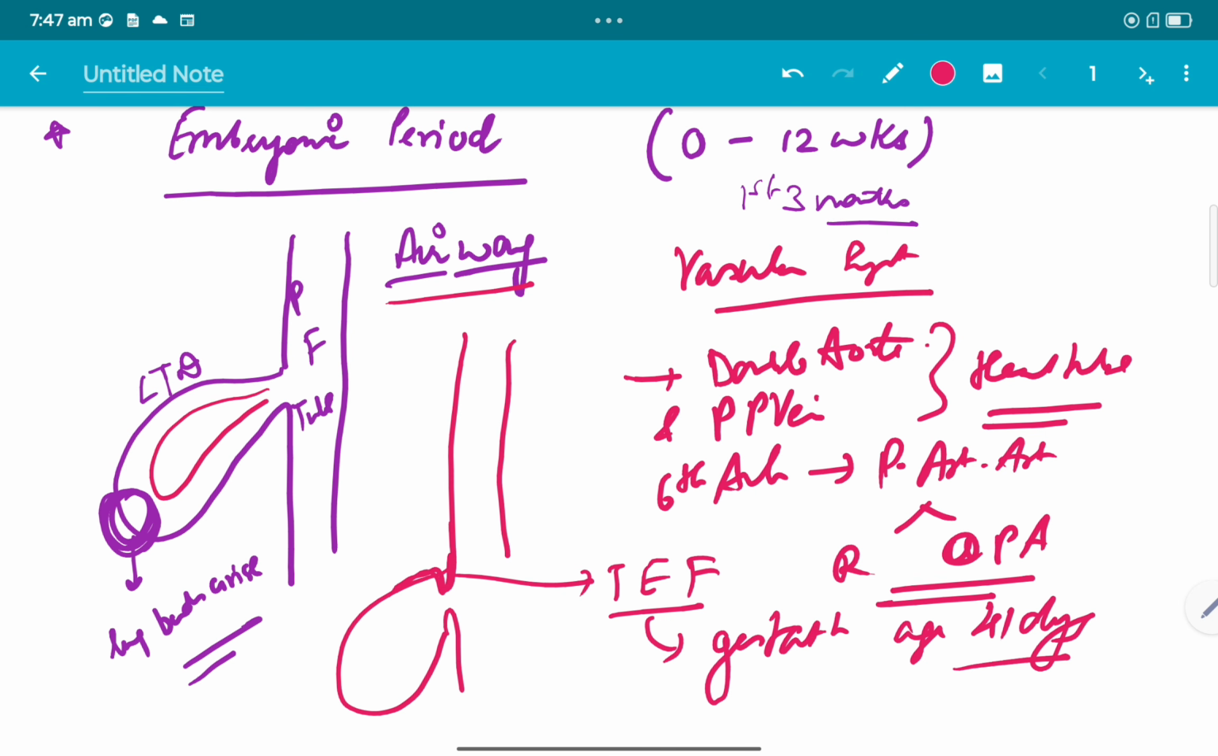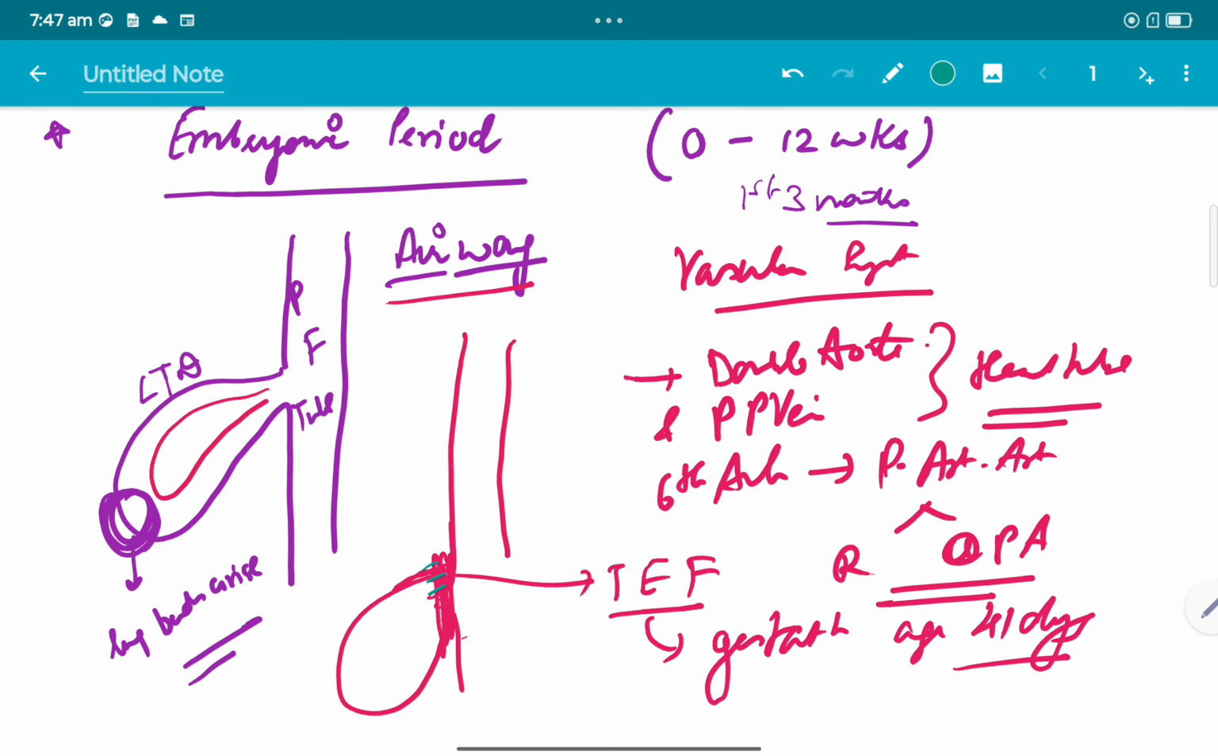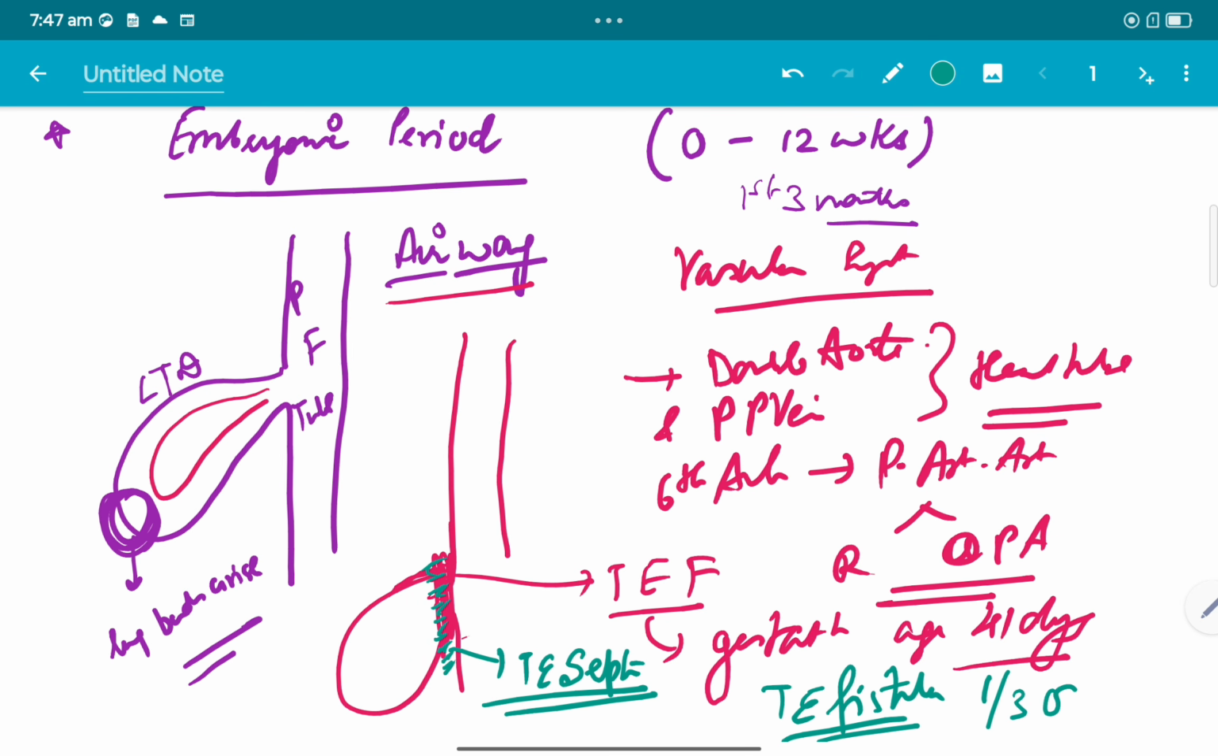When there is formation of tracheoesophageal fold, there is formation of tracheoesophageal septum. Towards the completion of the tracheoesophageal fold, there is formation of tracheoesophageal septum. Okay, and if there is incomplete fusion of this fold, then there occurs tracheoesophageal fistula. They are various sizes. Congenital TEF, its incidence is 1 in 3000 or 1 in 4500 live births.